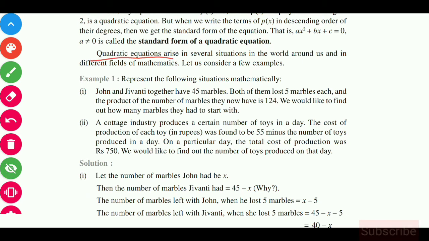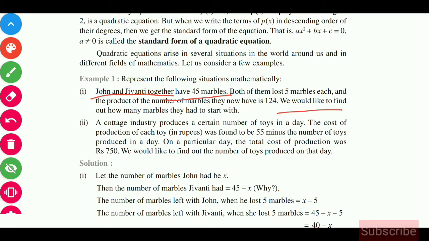Quadratic equations arise in several situations in the world around us and in different fields of mathematics. Let us consider a few examples. Example 1. Represent the following situations mathematically. Coming to the first point, John and Jivanti together have 45 marbles. Both of them lost 5 marbles each, and the product of the number of marbles they now have is 124.